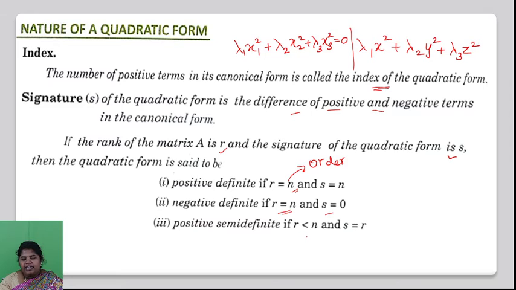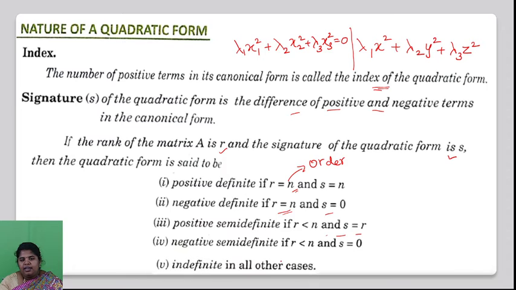If R is less than n, that is rank of the matrix is less than the order of the matrix, and the signature is equal to R, then we say that it is positive semi-definite. That is, signature and rank are same. Negative semi-definite: if R is less than n and S is equal to 0, then we say that the quadratic form is negative semi-definite. In all other cases, other than these 4 cases, the quadratic form is said to be indefinite.